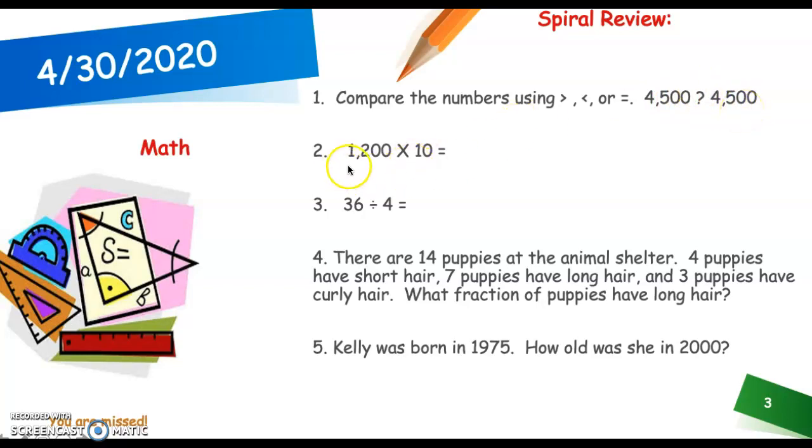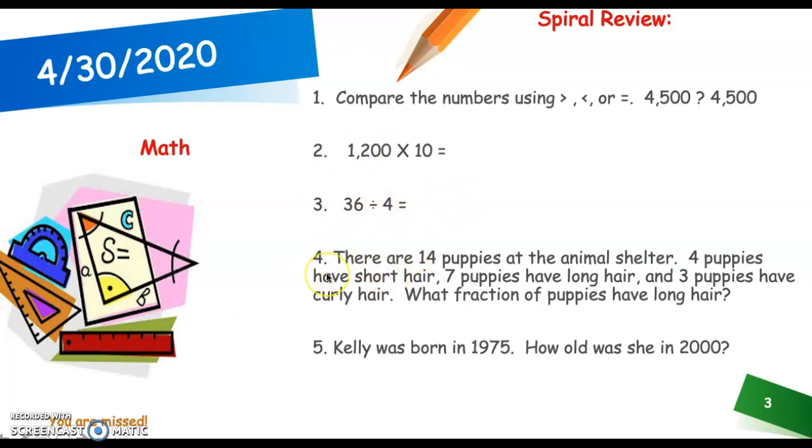The next problem that you need to focus on, number 2, is you're multiplying, and the answer to a multiplication problem is called a product. So you need to look at this problem right here, number 2, 1,200 times 10. I know you may think this is a little tricky, but I've seen some great work in some of you, so I know that you can handle that, okay? Number 3, we're trying to find the quotient, which is the answer to a division problem. And so when we look at this problem right here, number 3, we have 36 divided by 4. All right, so you're trying to find the answer to that.